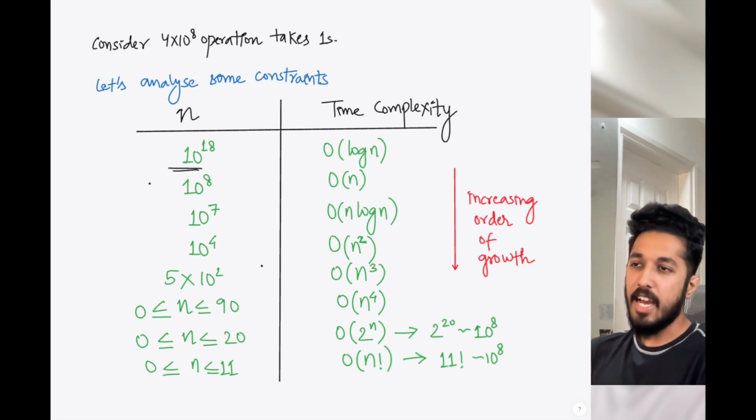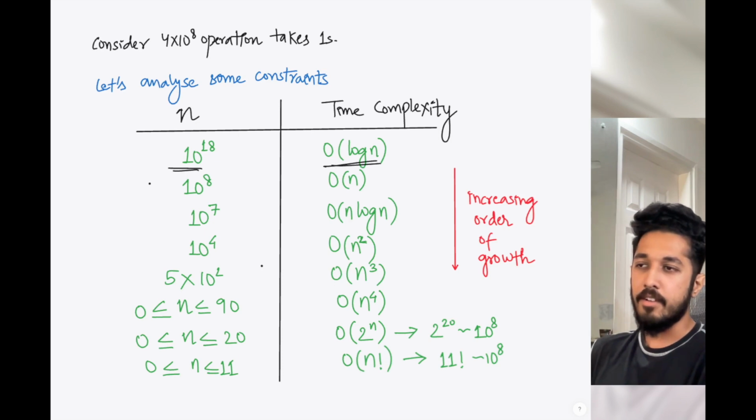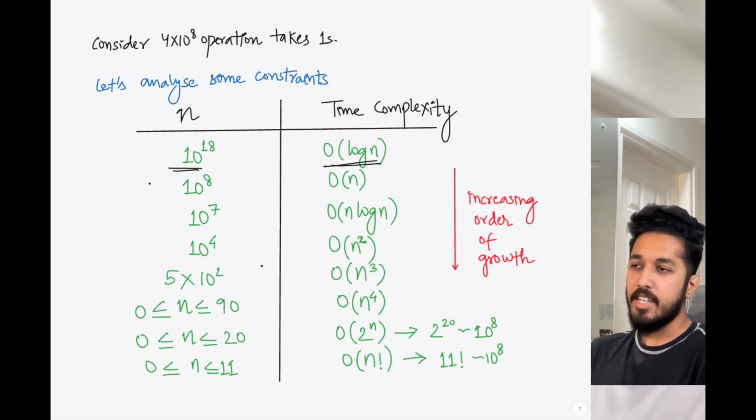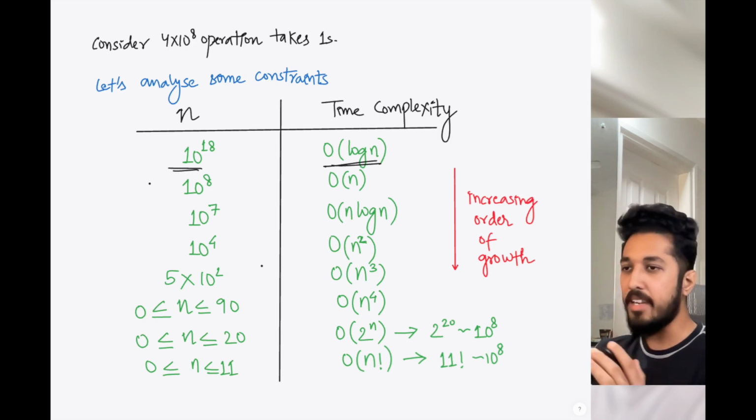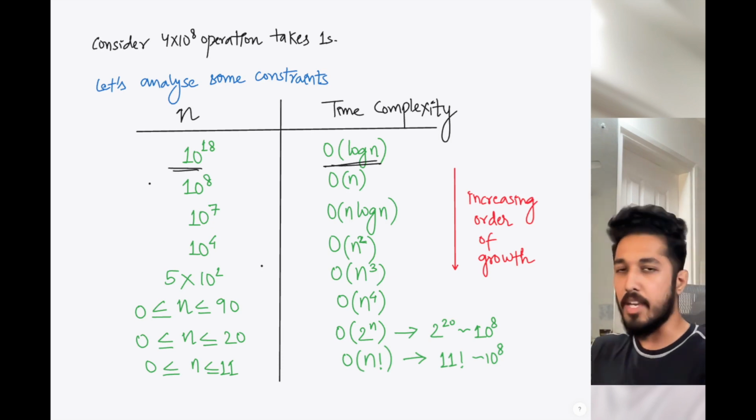Therefore, the time complexity of an algorithm which can run under 1 second for a constraint where n is at max 10 to the power 18 is going to be big O of log n. Similarly, if n is 10 to the power 8, then we can have a time complexity of big O of n, which will run under 1 second and be accepted. And any algorithm which runs better than big O of n, or takes less time than big O of n, will also be accepted.